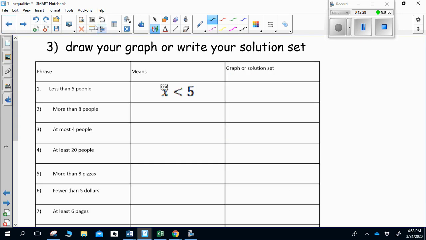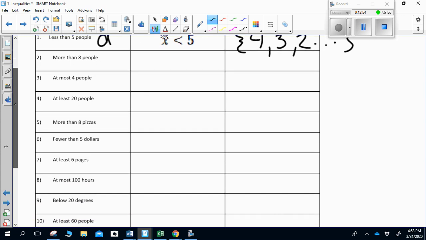So let's go back to our table. Because this was discrete, I am going to write a solution set. Solution sets are made with braces. Remember, braces look like faces, so I draw my brace. And less than 5 people. So that means I could have 4 people or 3 people or 2 people. And then I make my 3 dots and I close my solution set.